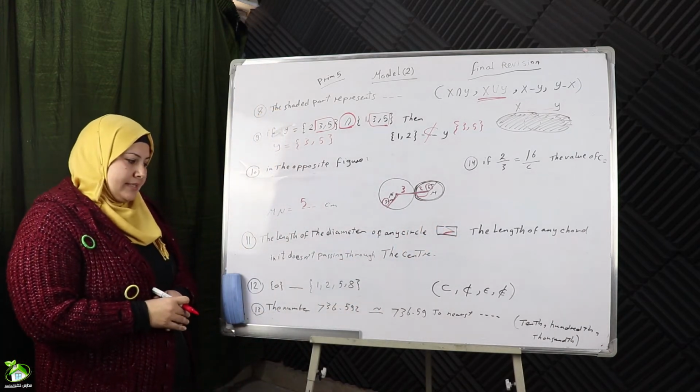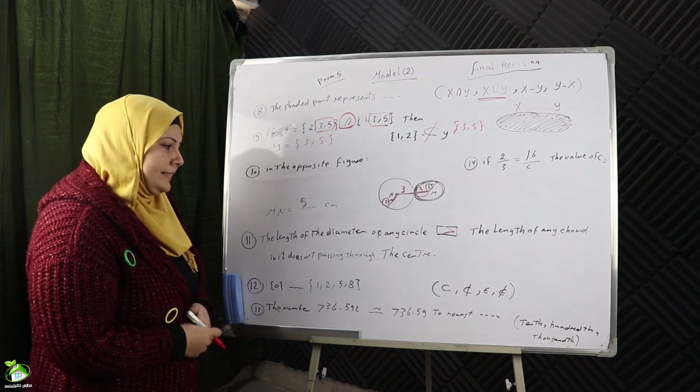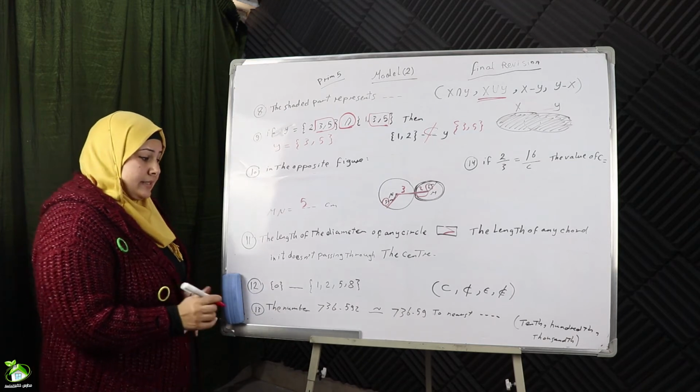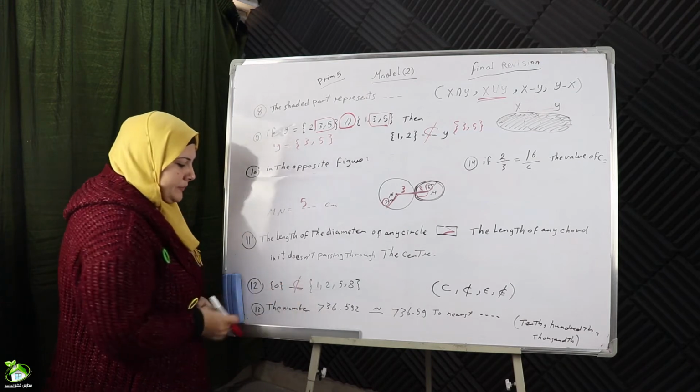Number 12, the set of 0, the set of 1, 2, 5, and 8. 0 doesn't exist in this set, so not a subset.